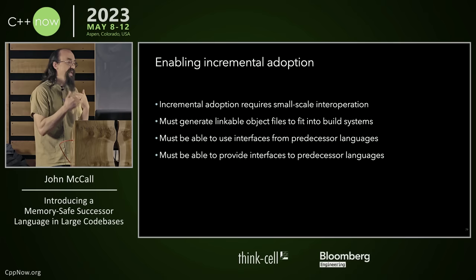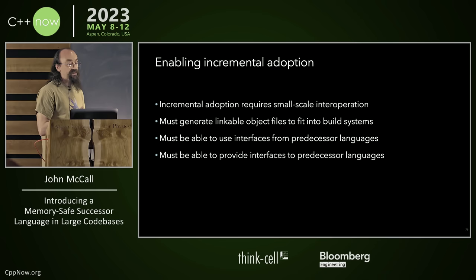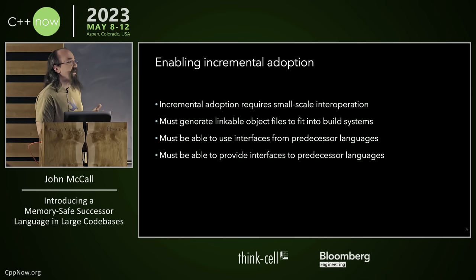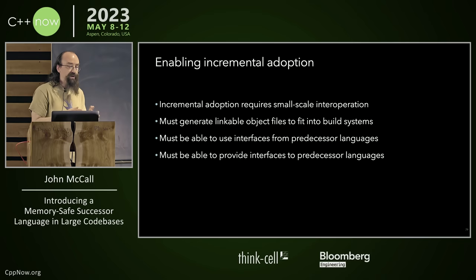So how do we enable that kind of incremental adoption? A lot of this is about good language design, again, frankly. A successor language needs to support tight interoperation with the predecessor, so that you can migrate very small parts of the system at once, on really a file by file basis, right? Or as small scale as you possibly can, right?